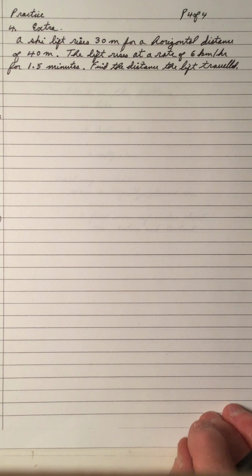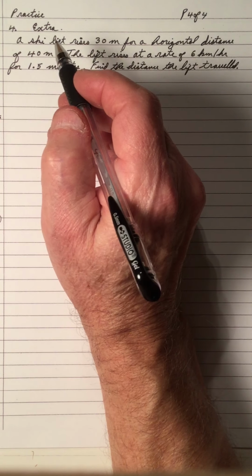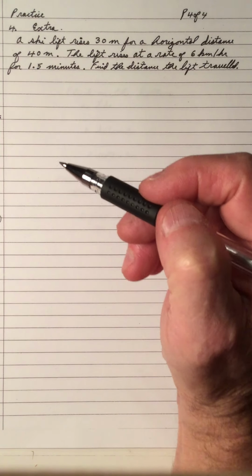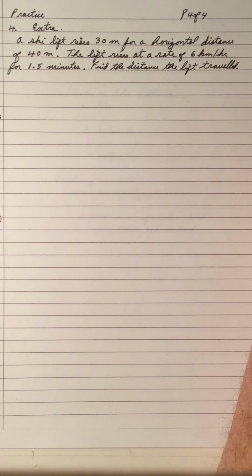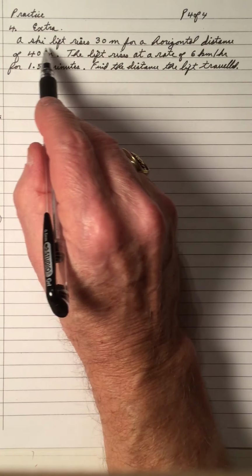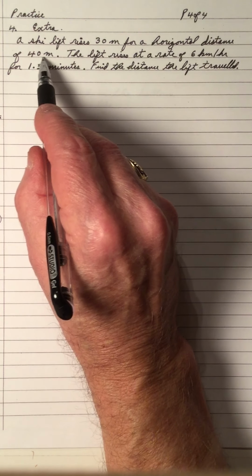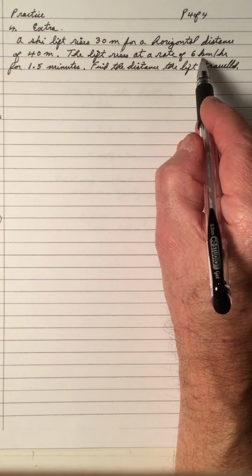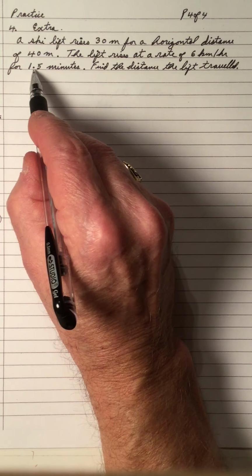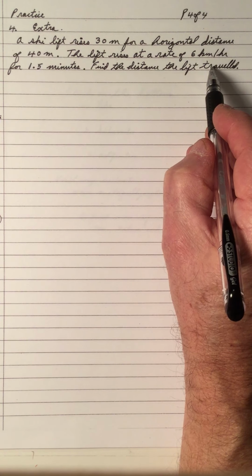And we have another problem to do. Again, pause the video and see if you can work this one out. But this one, notice I got extra marked on it. Extra means there's more thinking going on, more than just similar triangles. A ski lift rises 30 meters for a horizontal distance of 40 meters. The lift rises at a rate of 6 kilometers an hour for 1.5 minutes. Find the distance the lift travels.